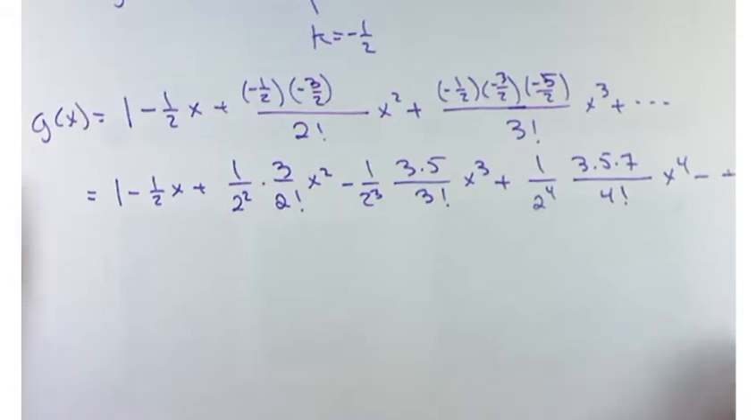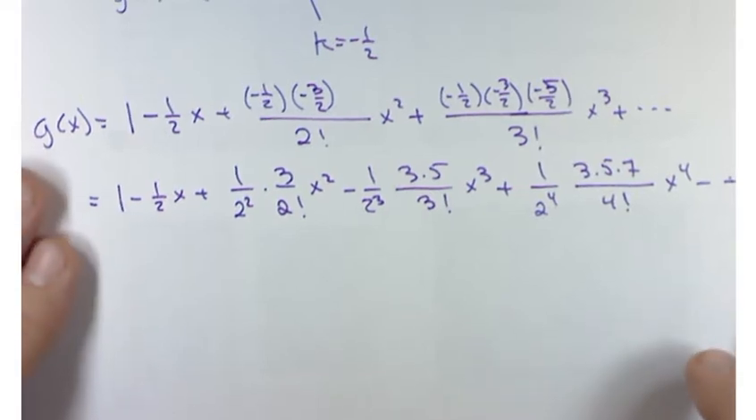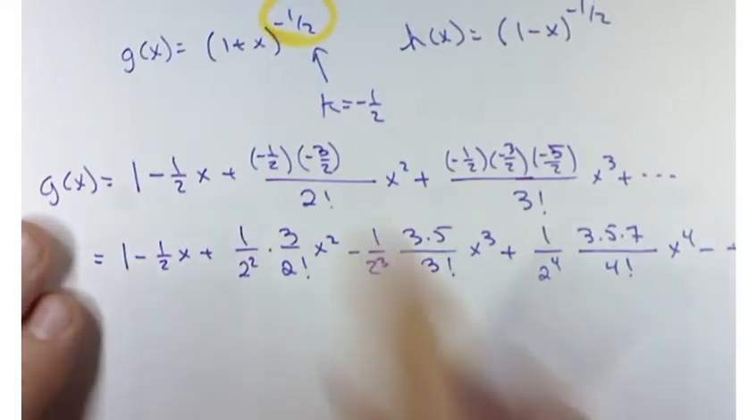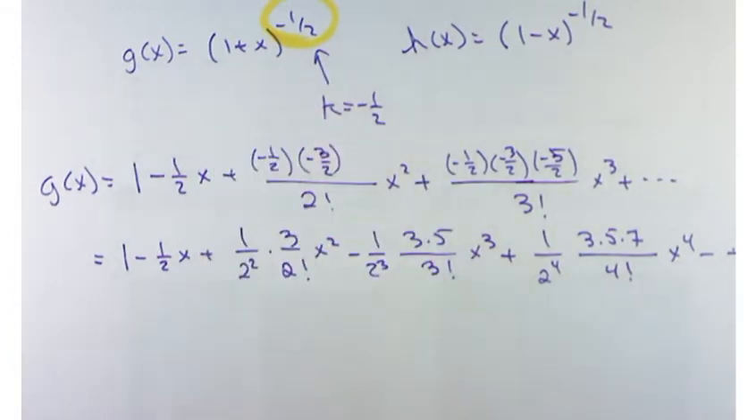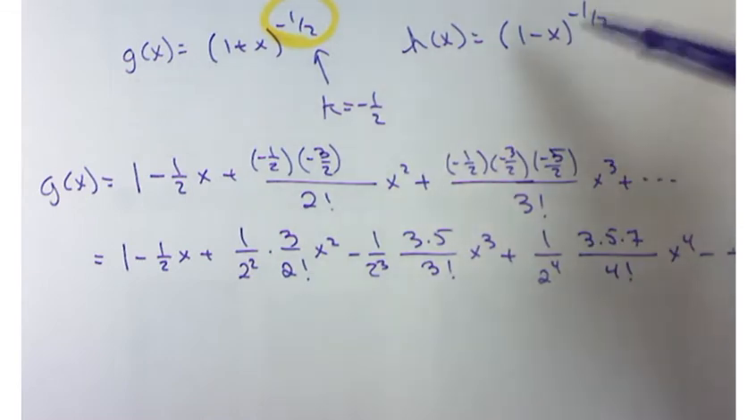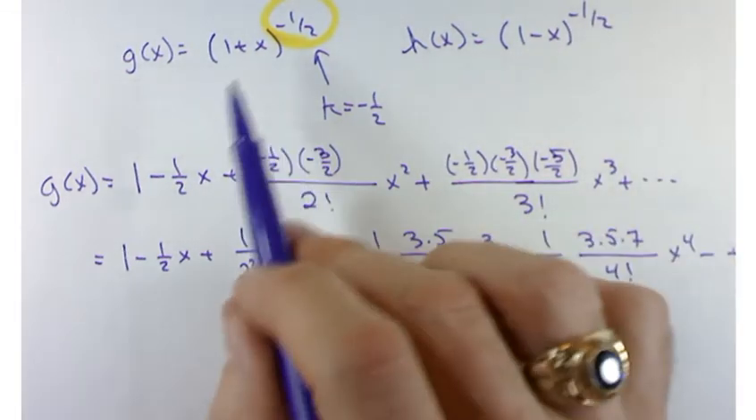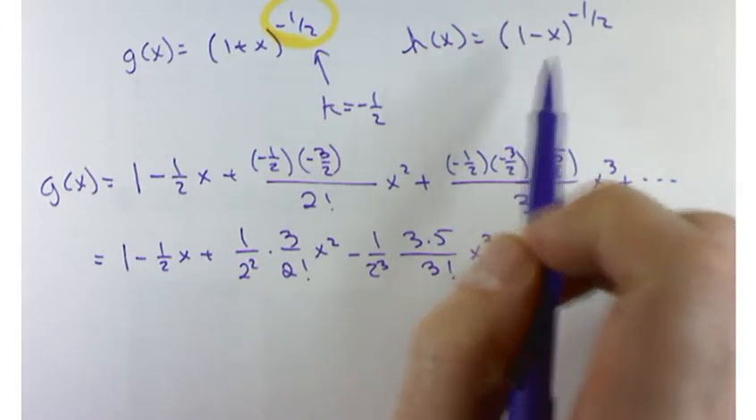So that's the first step, and that was the hardest part. The rest of it is going to be making a couple quick substitutions. Are you comfortable with our series for g of x? The nice thing is that the next two are really just substitutions. What do I have to substitute to get the series for h of x?